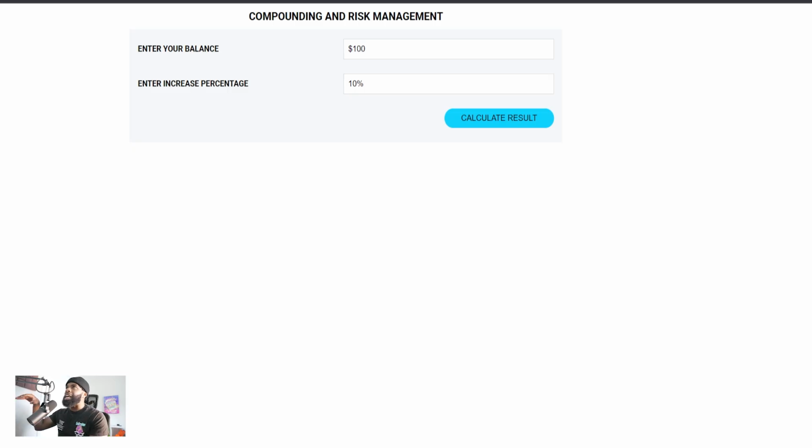Here we have our compounding risk management calculator. And I know a lot of you guys have been asking, if you are new to my channel, what this is. It's basically giving you a visualization of how much money you can make if you say, oh, I want to at least have a 10% increase per trading day or 5% per trading day.